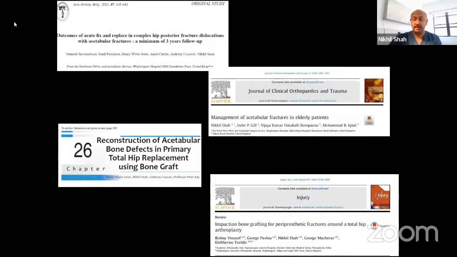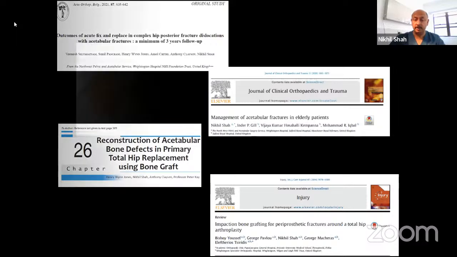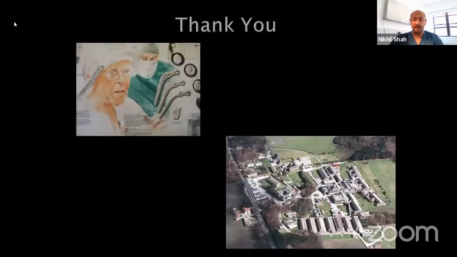I've published my techniques in various book chapters and various articles, managing acetabular fractures in elderly patients, how to reconstruct them, the acute fix and replace, as well as our impaction grafting technique. So those who are interested, I'm sure you'll find it in the literature. All these papers are freely available.